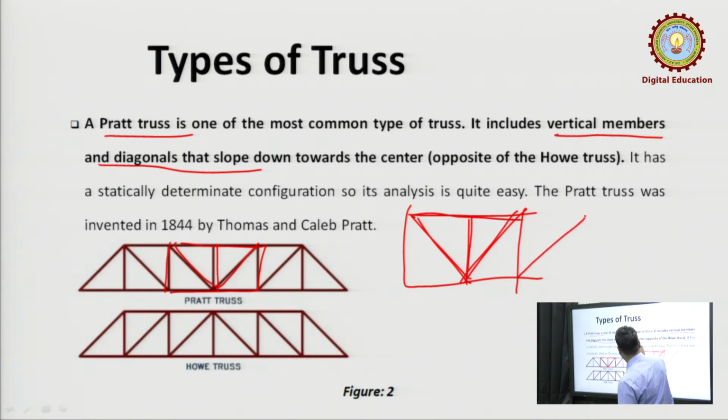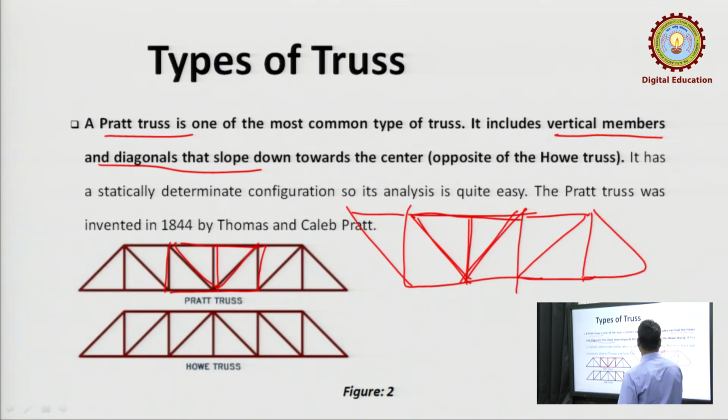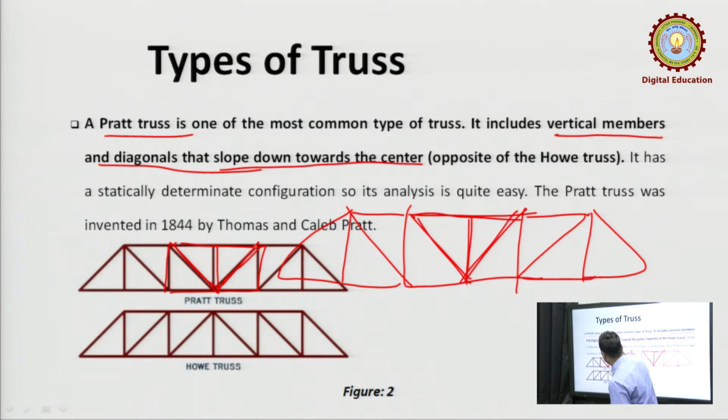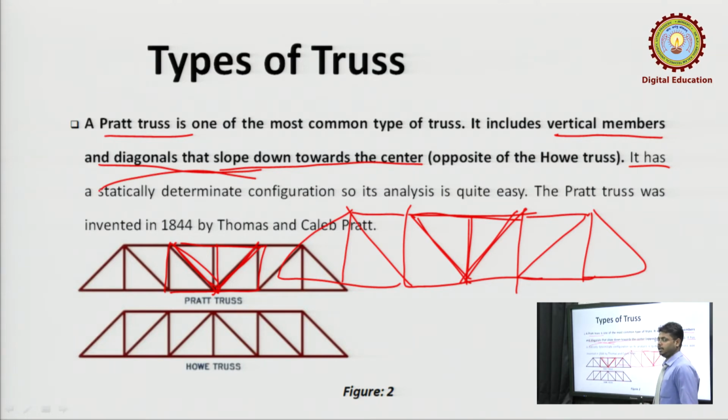Again one more member, this is telling us the slope down towards the center is called a Pratt truss. Down towards the center is called a Pratt truss, and it has a property: the Pratt truss is statically determinate.